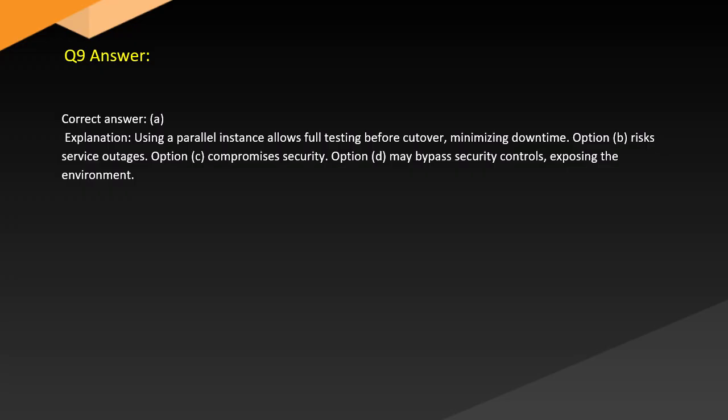Answer. Correct answer: A. Explanation. Using a parallel instance allows full testing before cutover, minimizing downtime. Option B risks service outages. Option C compromises security. Option D may bypass security controls, exposing the environment.